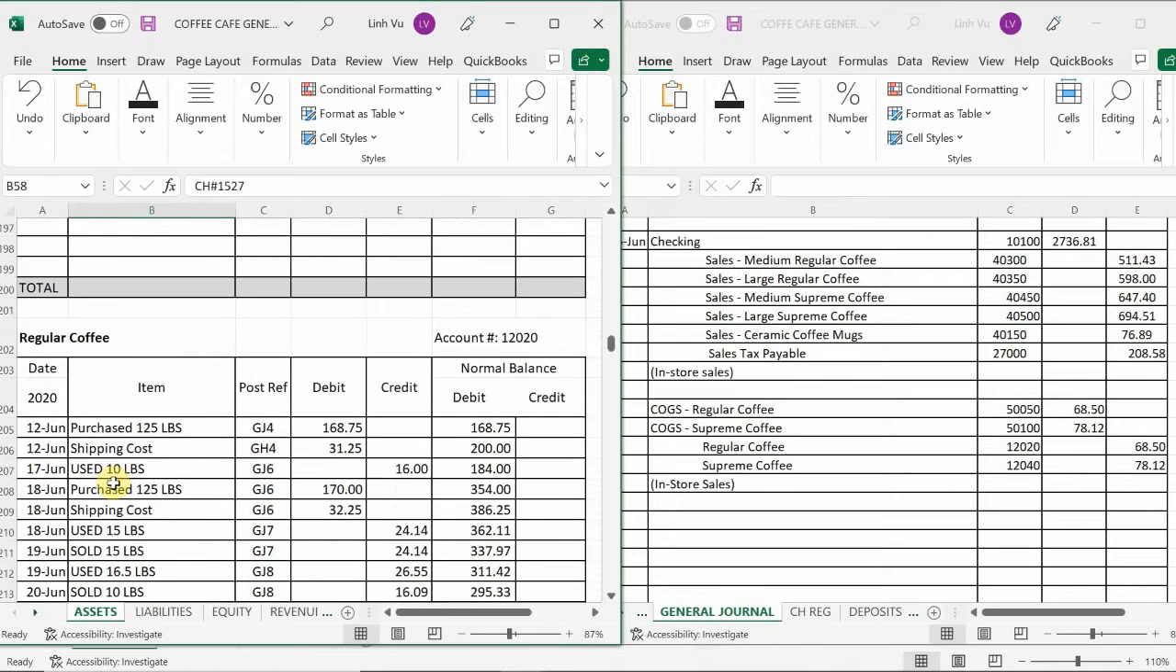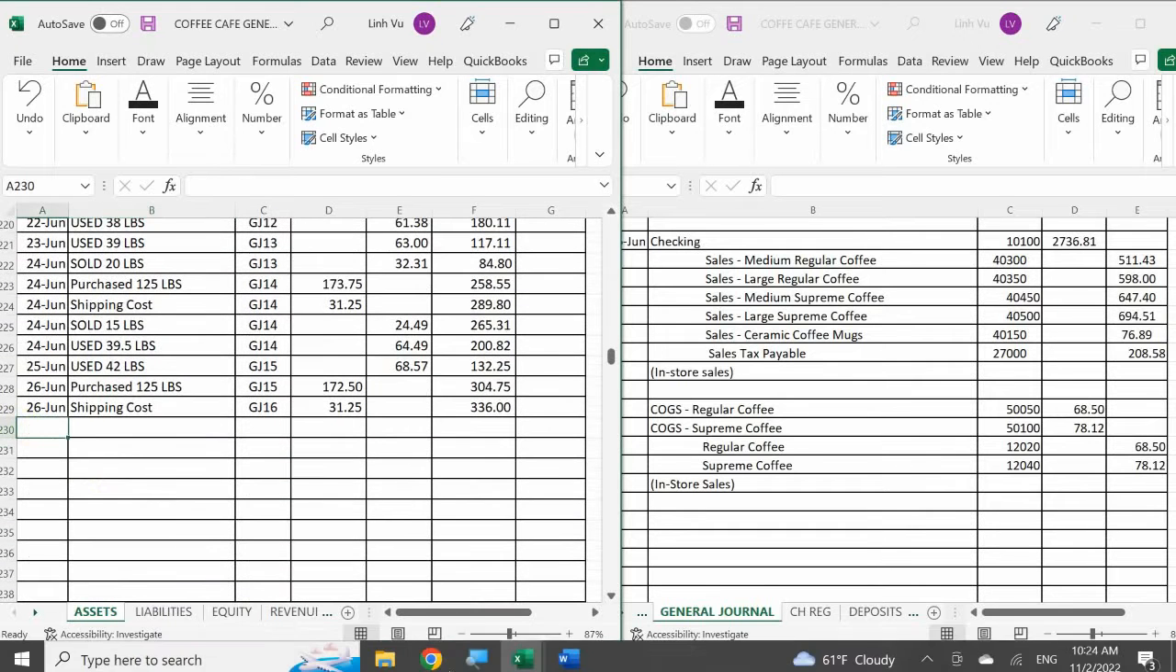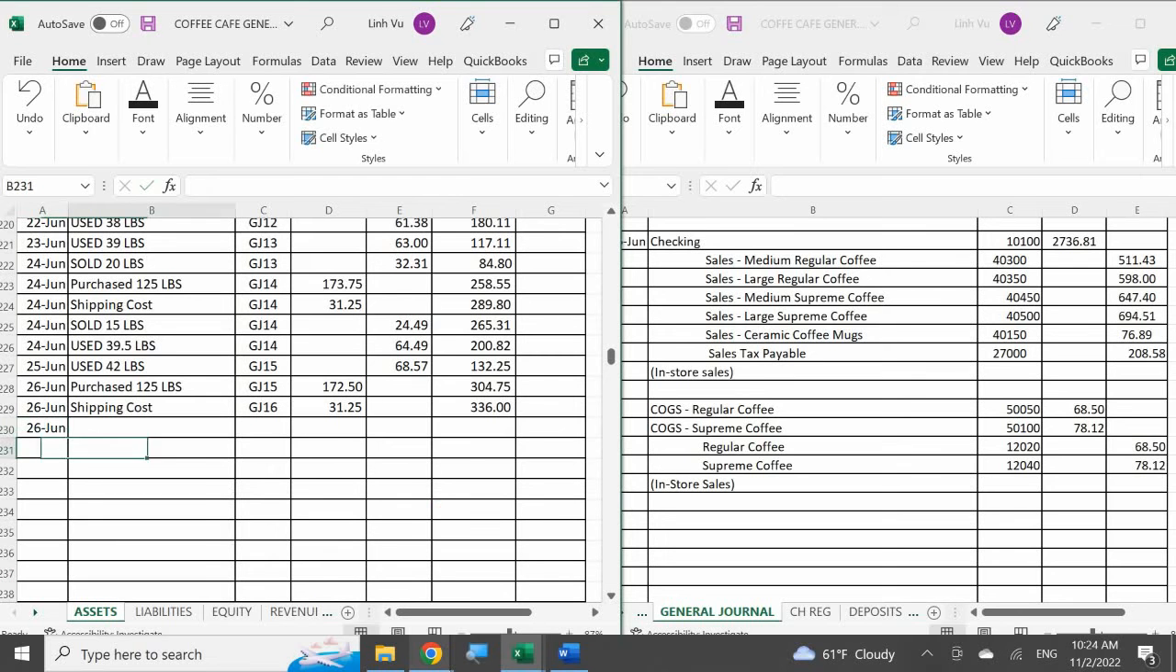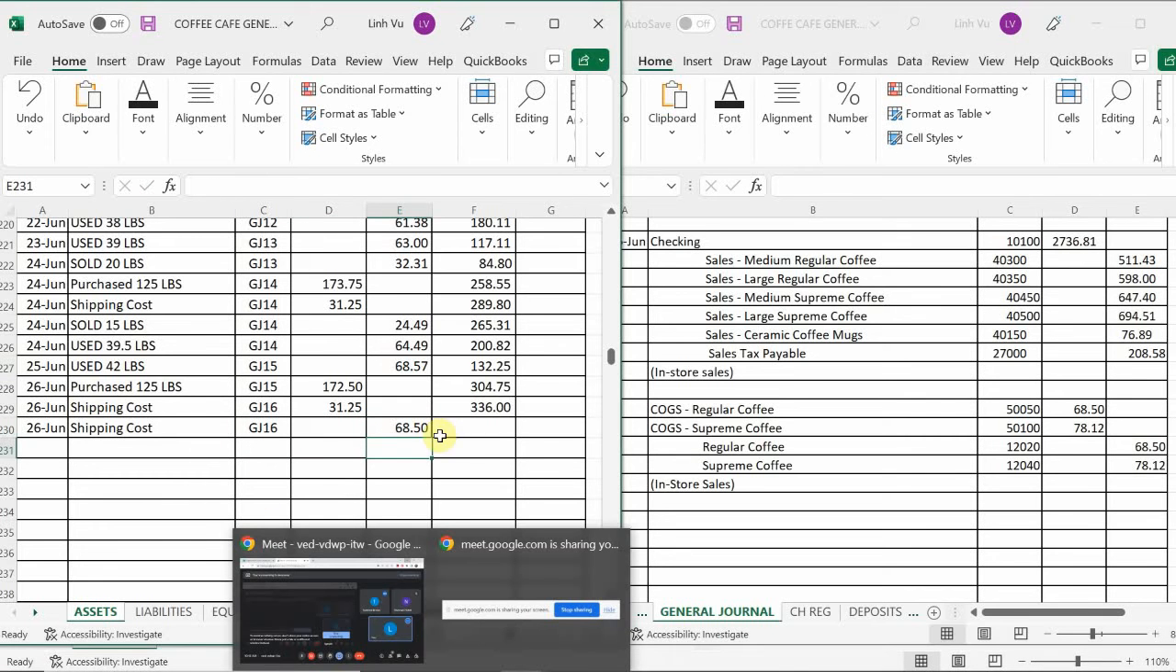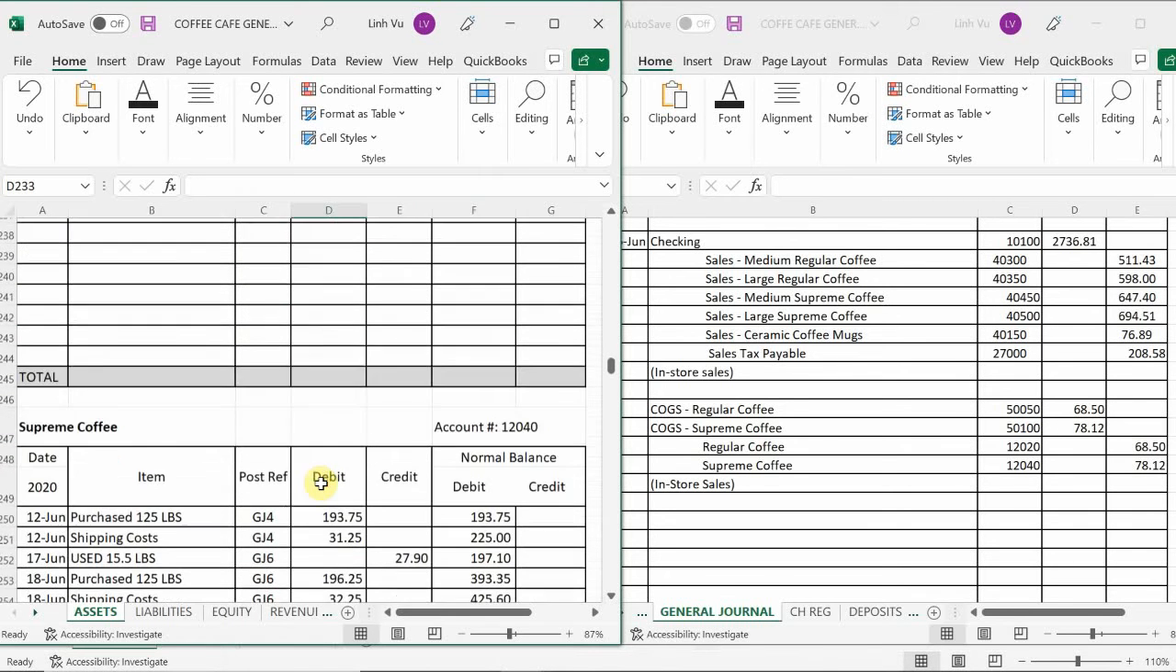So here's my regular coffee. Used 42 pounds for $68.50. That should give you the $267.50. We know that for a fact that's true.